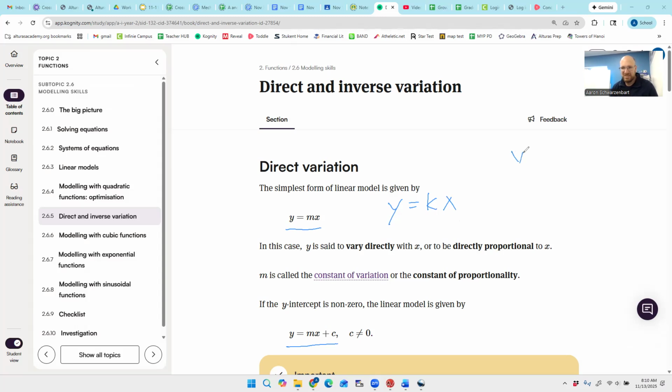Inverse variation is going to look like this. You'll sometimes see it written as x times y equals k, but that means as x goes up, y goes down. So that's inverse.